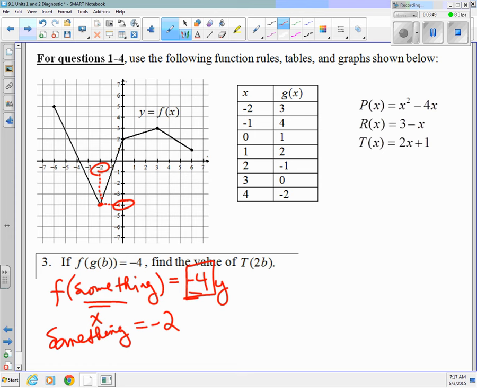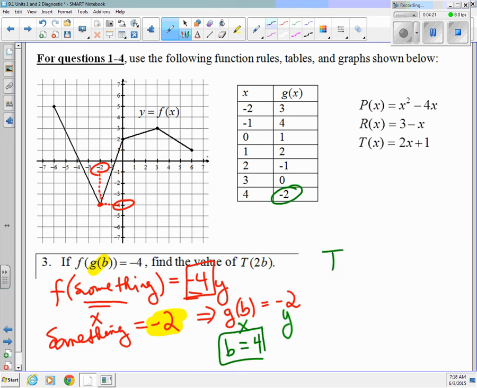Well, the thing that was inside the function was g of b. So g of b now has to be -2. Again, b is my x value, the function's eating it, and -2 is my y value. So I'm looking at g of x now and saying, oh look, there's where you have a y value of -2. So now I know x is 4, so b has to be 4. Then from there, I can go get t of 2b. So t of 2 times 4, that's t of 8. And t of 8 is 2 times 8 plus 1, which is 17.